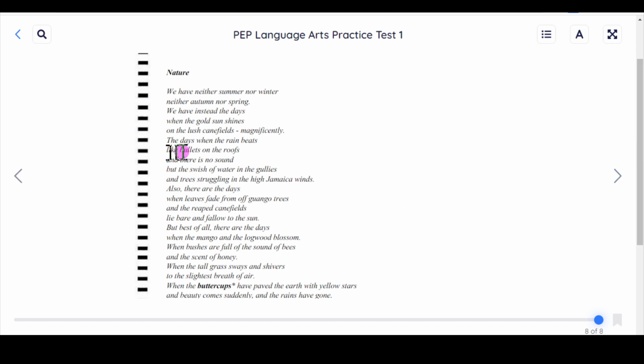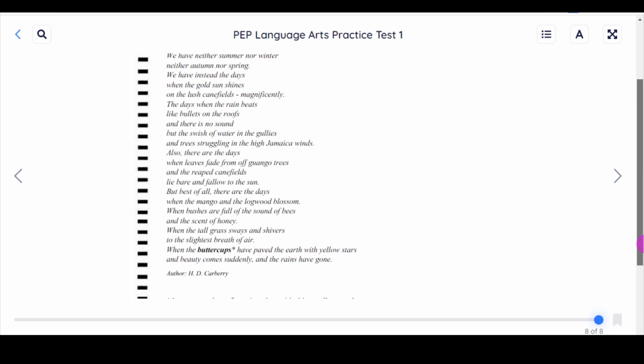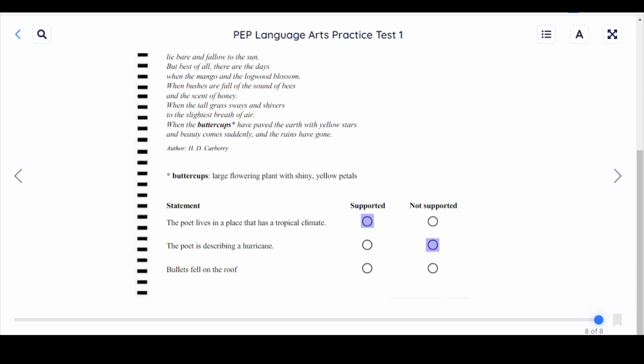So the days when rain beats like bullets. Never said that bullets fell like bullets. I wonder what's that called again when we make a comparison using as or like. What's that called again? That would be a simile. That's a figure of speech. Okay, so as or like, we're making a comparison.